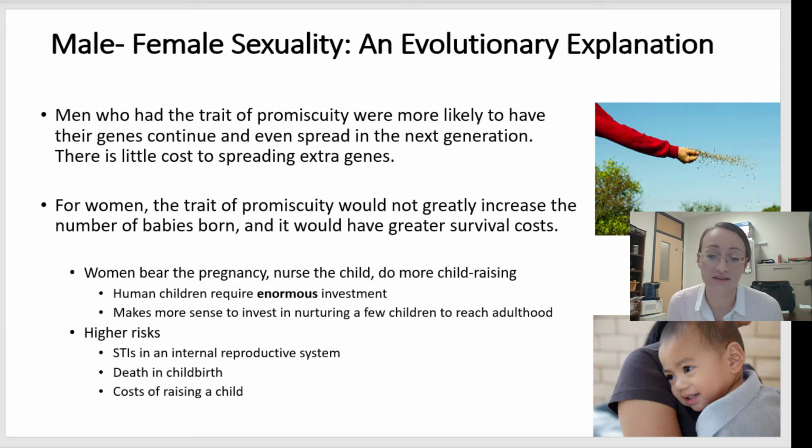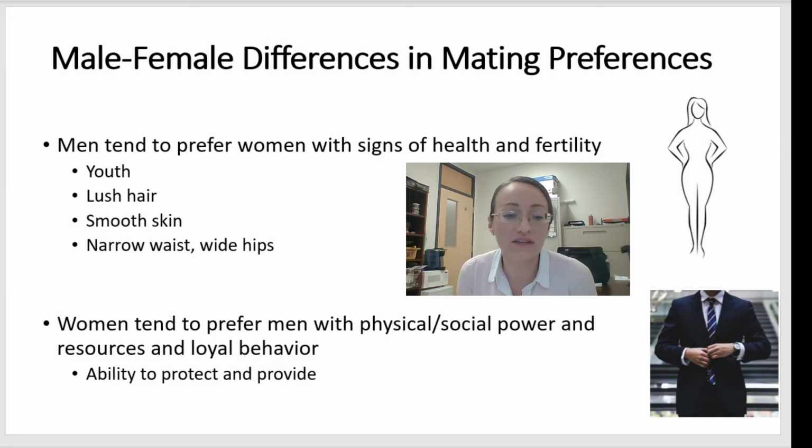For her to successfully pass on her genes, it makes more sense for her to invest, and that's a high investment, in seeing a few children survive to adulthood. It's more important to her to have a guy around who can provide safety and resources and help raise that child. Men tend to be more sexually attracted to women who look young and healthy and fertile, and who have wide hips, which translates to an easier childbirth experience.